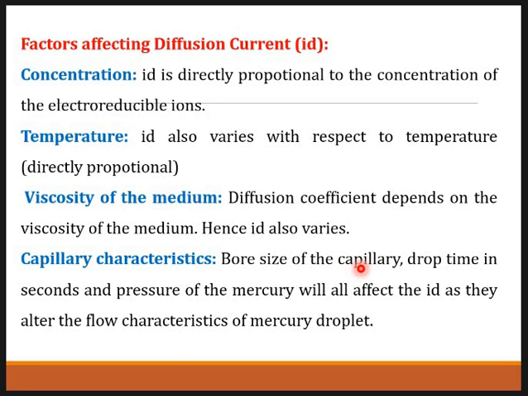The diffusion current is directly proportional to the concentration, and the next one is temperature. The diffusion current also varies with the temperature, because the temperature and viscosity of the medium affect the diffusion coefficient, so the diffusion current is also varied. The next one is capillary characteristics we discussed, that is the size of the capillary, drop time, and the pressure of the mercury, which will affect the diffusion current.